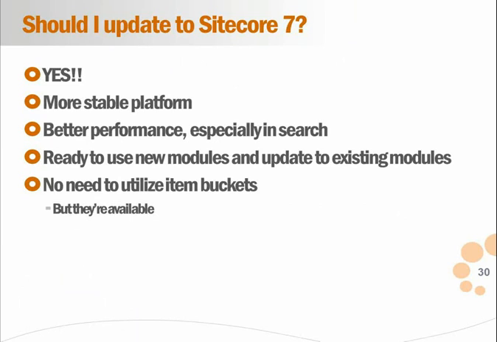So again, it pays to keep up to date when you're using Sitecore, so you can make use of this new stuff. Now, yes, we've got item buckets. Item buckets and search are the biggest things in Sitecore 7, but you don't have to use them either, okay? If this idea of not having structure scares you, you can still update to Sitecore 7 and get the benefits of a more stable platform and faster indexing, and completely ignore item buckets.